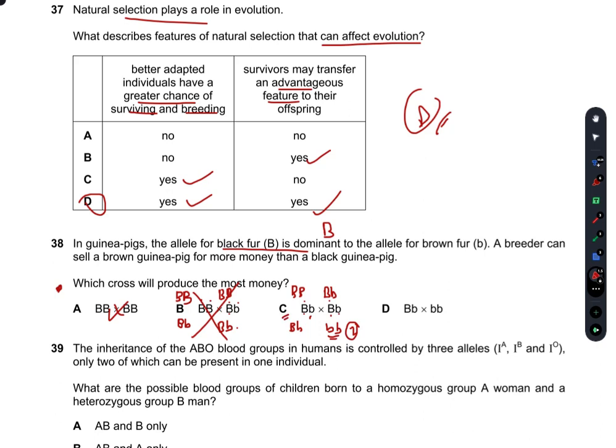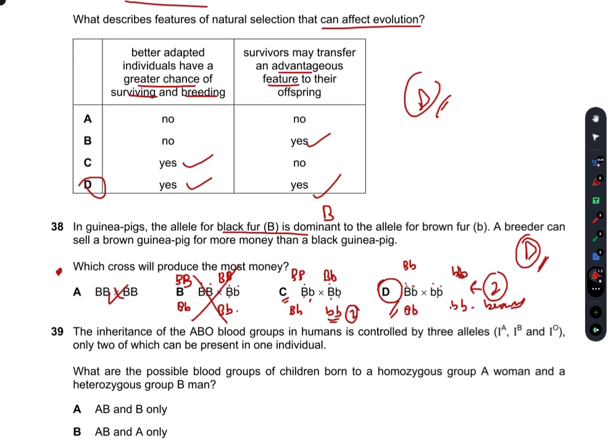Last, D: capital B small b crossed with capital B small b. Two black initially, and then a brown one, and again a brown one. So two browns are being produced in D, and one brown is being produced in C. So D is the right answer.